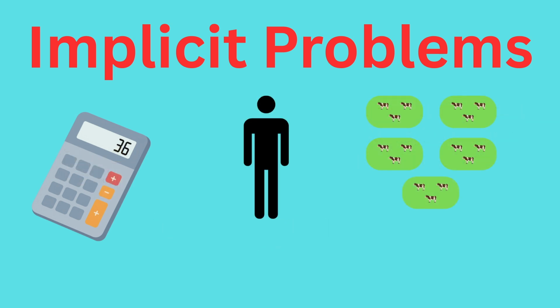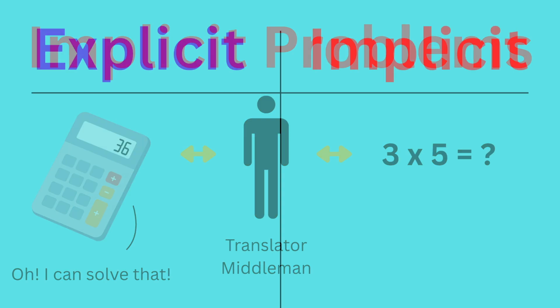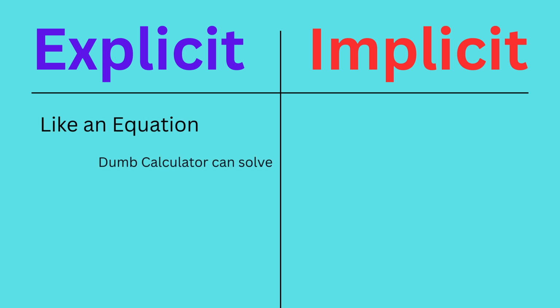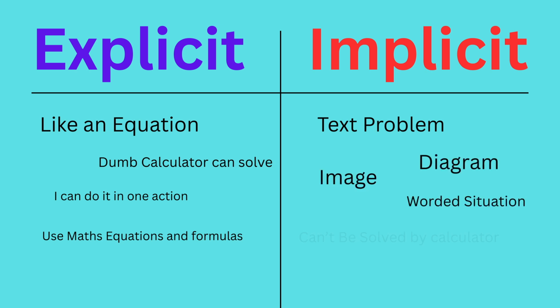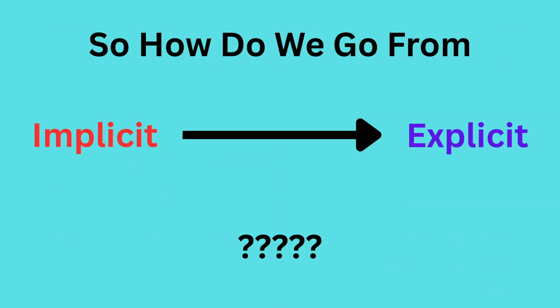So as a human with intuition, I need to essentially translate this implicit problem, be the interpreter for the calculator, and turn this abstract concept on paper into an equation, or an explicit problem to be more specific, for the calculator to solve. So there are two types of maths problem, explicit and implicit. Explicit problems are like an equation. I can solve it then and there, using only mathematical working out. Implicit problems require reading a text, looking at a diagram, or reading data points, and somehow turning it into an explicit problem. So how do we do that?